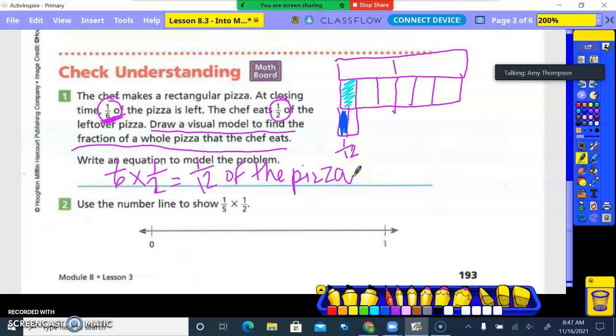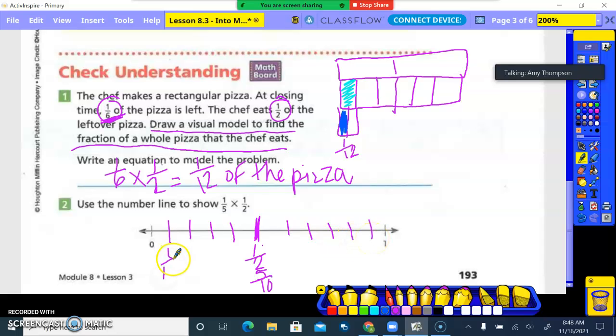Okay. Number 2, use the number line to show 1/5 times 1/2. So basically, we have to get what? 1/2, right? But what is 1/5 times 1/2? 10, right? So this would be 1/2, which is also equal to 5/10, right? So then we need to break this into 5 pieces on this side and 5 pieces on this side.